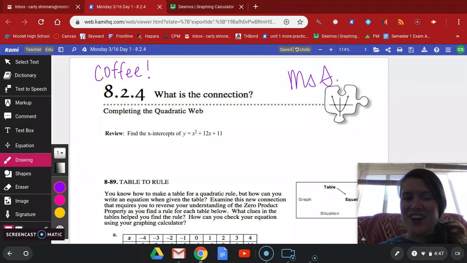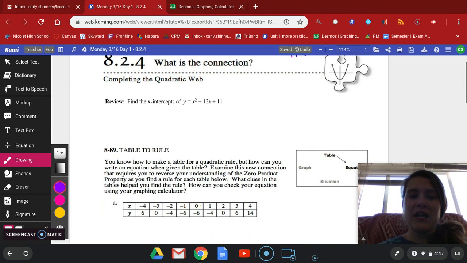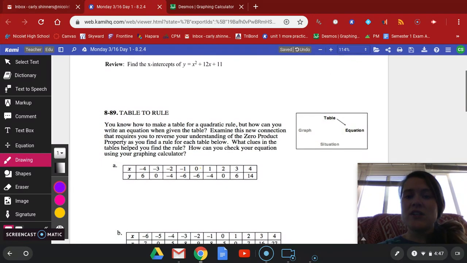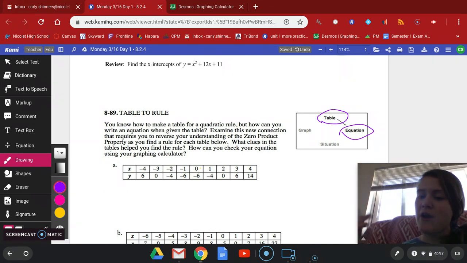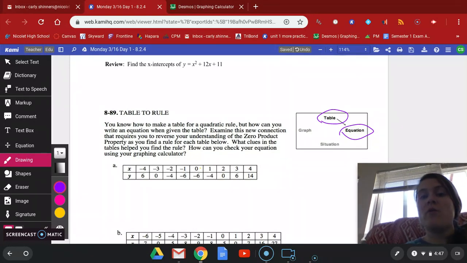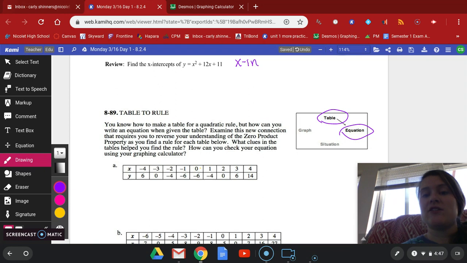With that, let's get started here, guys. 824, we're asking ourselves, what is the connection? Completing the quadratic web. So we are going to be thinking about today going from a table to an equation. Before we do that, let's look at a quadratic equation and remind ourselves some of the patterns and connections we've already made. So we are being asked to find the x-intercepts.